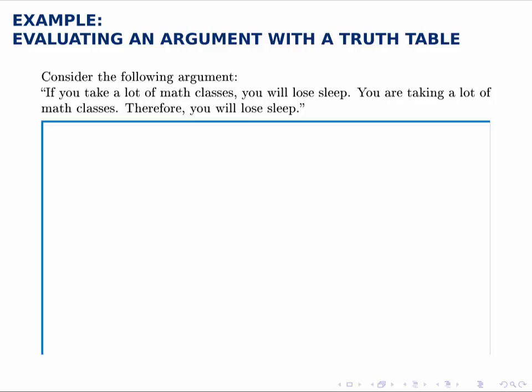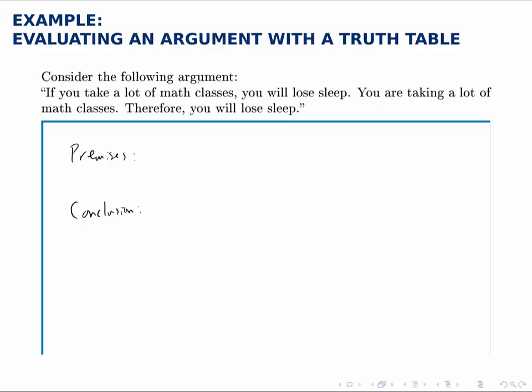To evaluate this with a truth table, we need to write it in symbolic form first. So we need to describe what the premises are and what the conclusion is. The premises are everything before the word therefore. That's an easy way to note it. So it's the first two sentences.